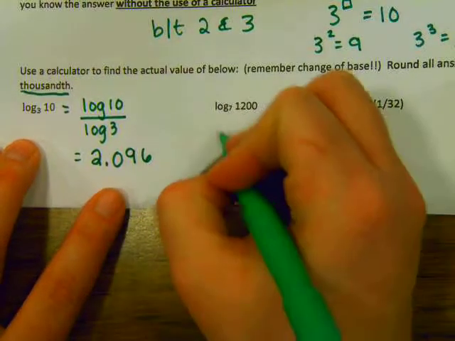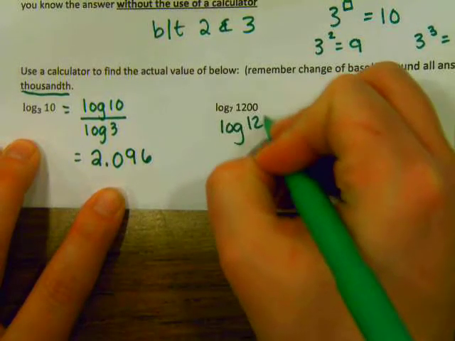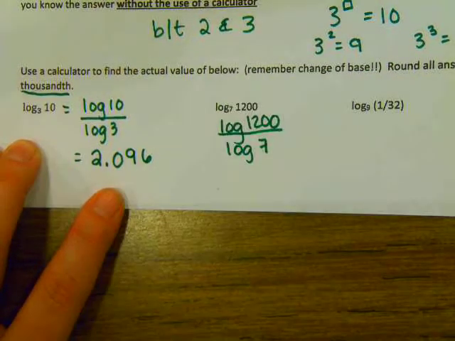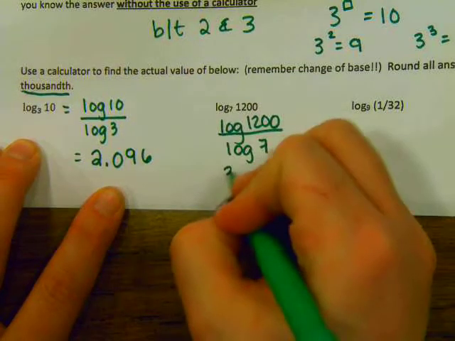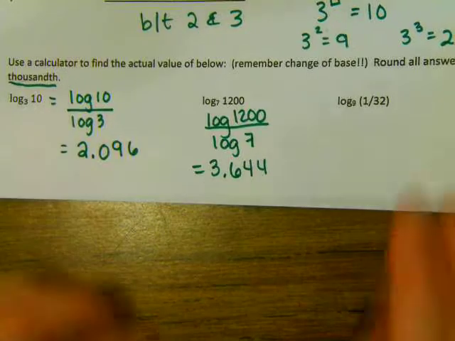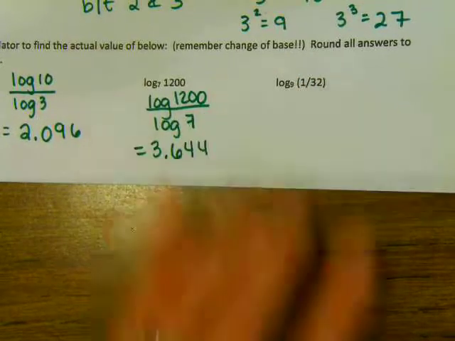Could do the same thing here. Log 1200 divided by log 7. Put that in the calculator. Log 1200 divided by log 7, and I got 3.644. And even if it's a fraction, you could still use change of base if you need.